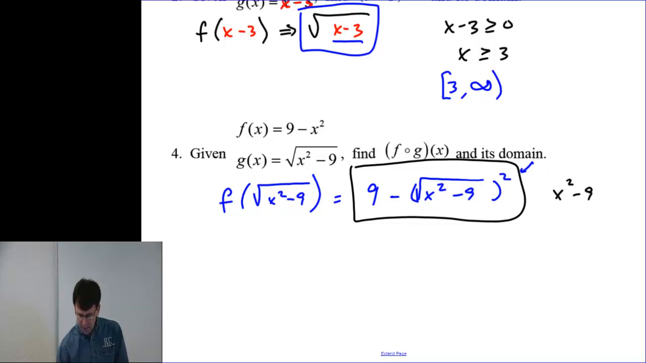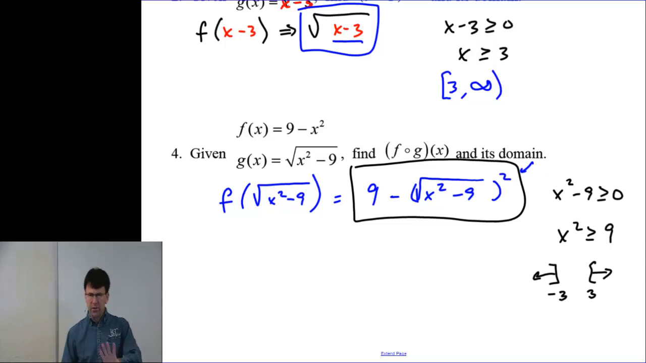x squared minus 9 has got to be greater than or equal to 0, which means that x squared has got to be greater than or equal to 9, which intuitively we can identify as I can work with a negative 3 to the left, and I can work with a positive 3 to the right. Might not be something you've seen before, but if x squared has got to be greater than or equal to 9, I can see that there's a hole in the middle. 0 isn't going to work, 1 isn't going to work, 2 isn't going to work, but 3 is, and so will negative 3, because when I square it, it's going to come out to be that.